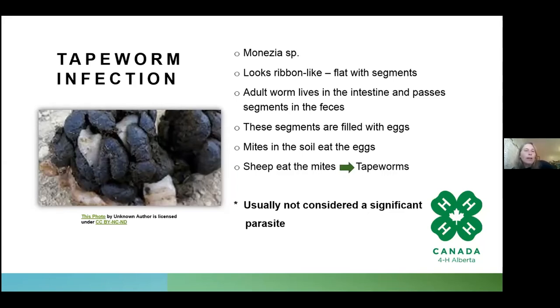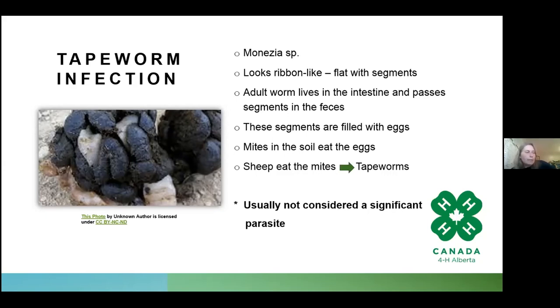So this tapeworm actually uses soil mites. So you can get tapeworm infection without going out to pasture. Unlike a lot of worm infections, you need to have pasture to transmit eggs. For these guys, you have a little mite, and that mite is a soil mite. So you can actually, in a pen, in a corral, you can get tapeworm infections.